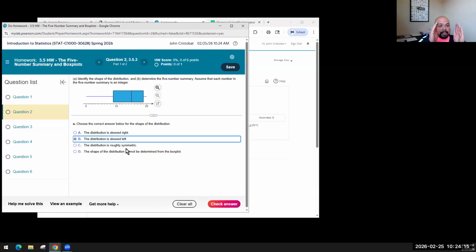Symmetric, right, means that the box is in the middle, with relatively equal length whiskers or lines outwards to the minimum and maximum, okay?